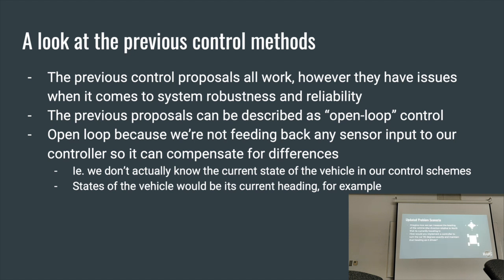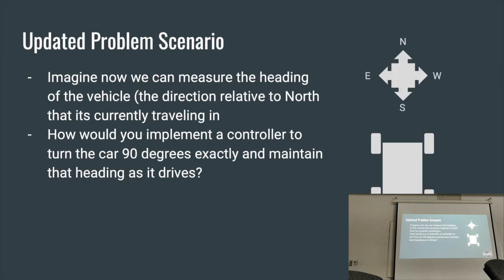Now, let's give you guys a second scenario. Let's update the scenario. Let's say we have some kind of compass on our car. So this is like a sensor, and it can measure the heading of the vehicle. A heading is like the direction relative to true north or something, right? Just like a regular compass. Now, how would you implement a controller, given this new sensor, to turn the car exactly 90 degrees and maintain the heading as it drives, as in the previous case?